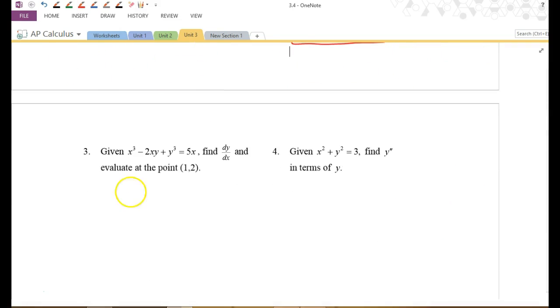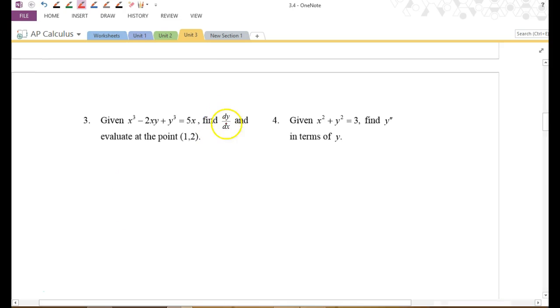Okay, so now question number 3 says to find dy dx. Now remember, dy dx is just simply the same as the y derivative. It's just a different notation. Same thing, but we're going to use dy dx instead. Okay, but other than that, we're really doing the same as question number 2. We're evaluating at the point 1, 2. Okay, so I'm going to derive this function.